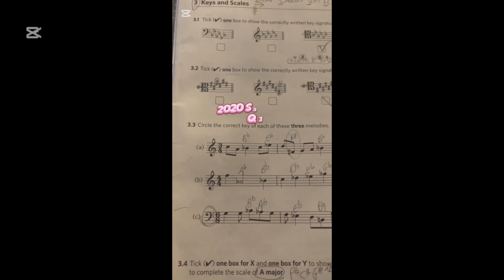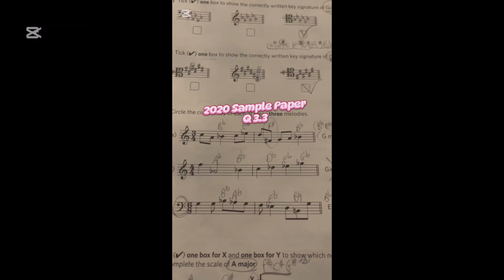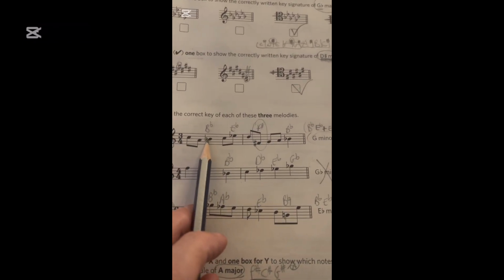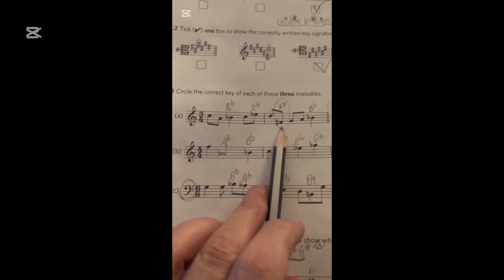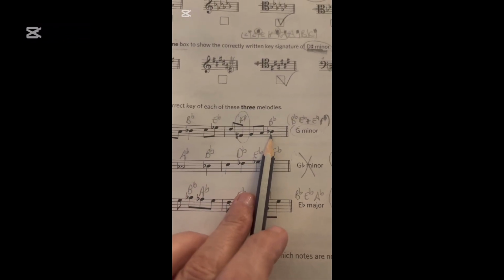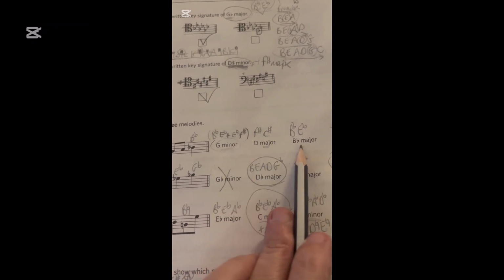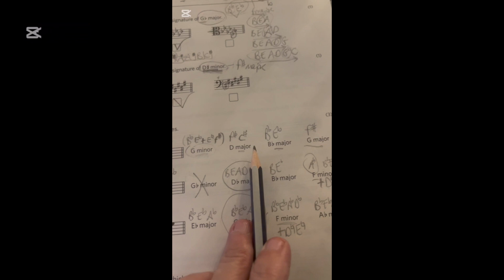Okay, so this is question 3.3. We're given 3 examples here. The first one, I've written in the flats and the sharp that's actually appearing in this one. You have to name the key. So I put down the options for each one here and what we should expect to find in those keys. Starting here with G major, obviously an F sharp, B flat major, B flat and E flat.